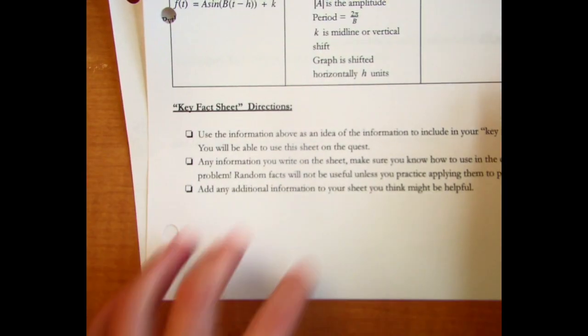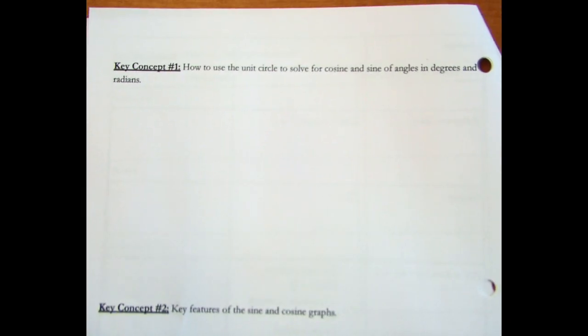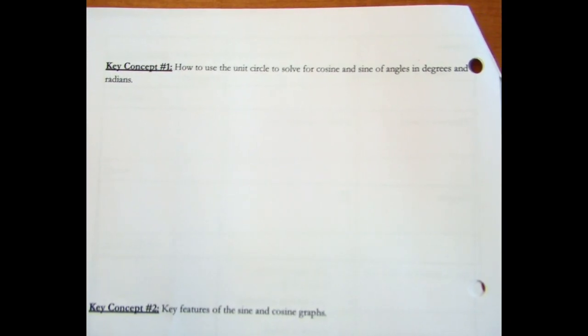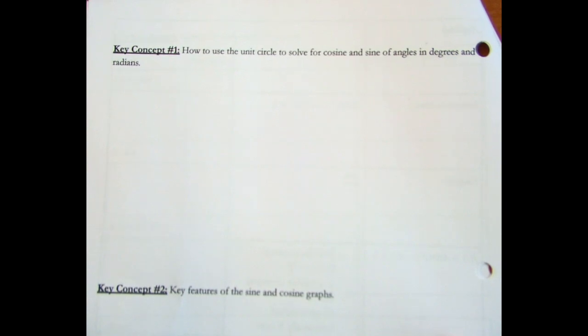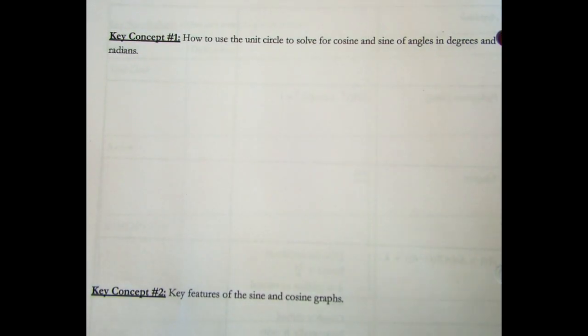So this video is mainly going to focus on the 4 key concepts that I picked out from this unit so far. The first key concept that's going to show up on your Quest is how to use the unit circle to solve for cosine and sine of angles in degrees and radians. So let's do a bunch of example problems of how to use the unit circle.